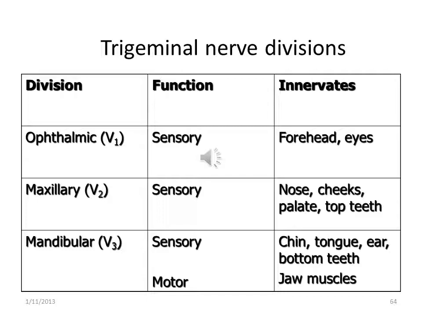All 3 parts of this nerve contain sensory fibers that come from the head, forehead, eyes, nose, cheeks, palate, teeth, chin, tongue, and ear. So essentially, the trigeminal nerve is the sensory nerve from the head that conveys somatosensation from all structures of the face and head to the brain. In addition, the mandibular division of the nerve innervates the muscles of mastication, the jaw muscles that you learned about in your anatomy class: masseter, the lateral and medial pterygoids, and the temporalis muscle.